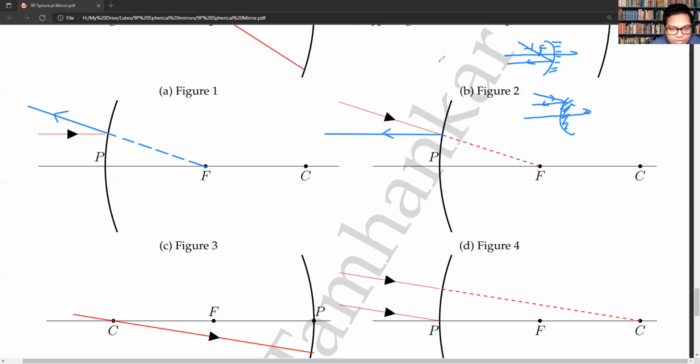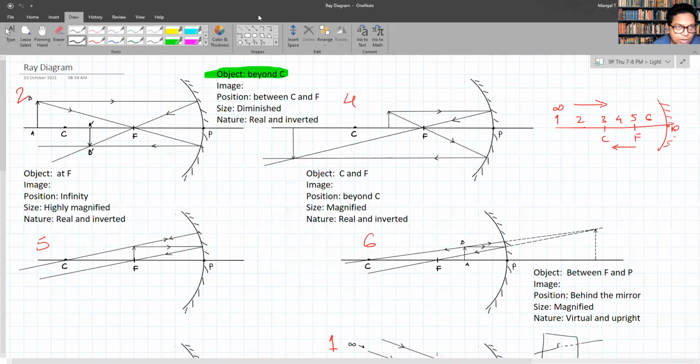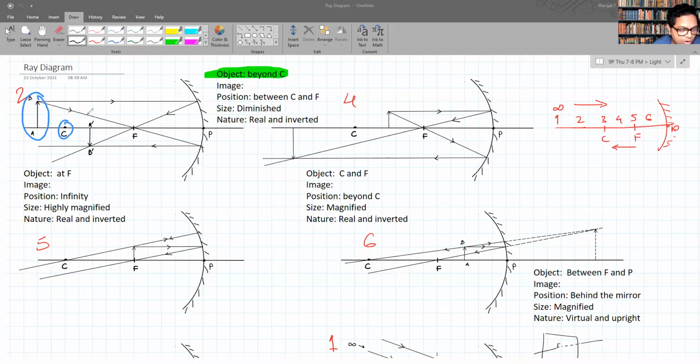I'll show you this one. Okay, so now see this. Here, this is an object which is beyond C. Again, if you see, this is the ray passing through the focus, goes parallel, but the image is formed over here because the other ray, which is meeting that ray here, is between C and F.